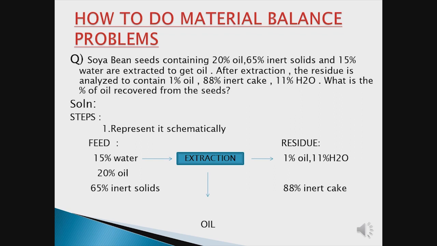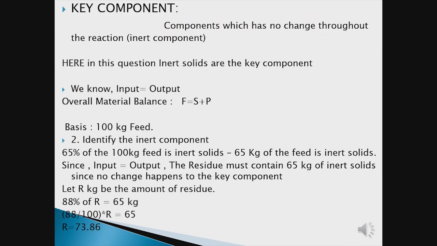So, the solution. The first step is to represent it schematically. So always draw a schematic diagram for the given process. We can see the feed, which contains 15% water, 20% oil, and 65% inert solids, is given to the extractor for the extraction, and oil is extracted, and finally the residue contains 1% oil, 11% H2O, and 88% inert cake. So this is the schematic diagram of the extraction.